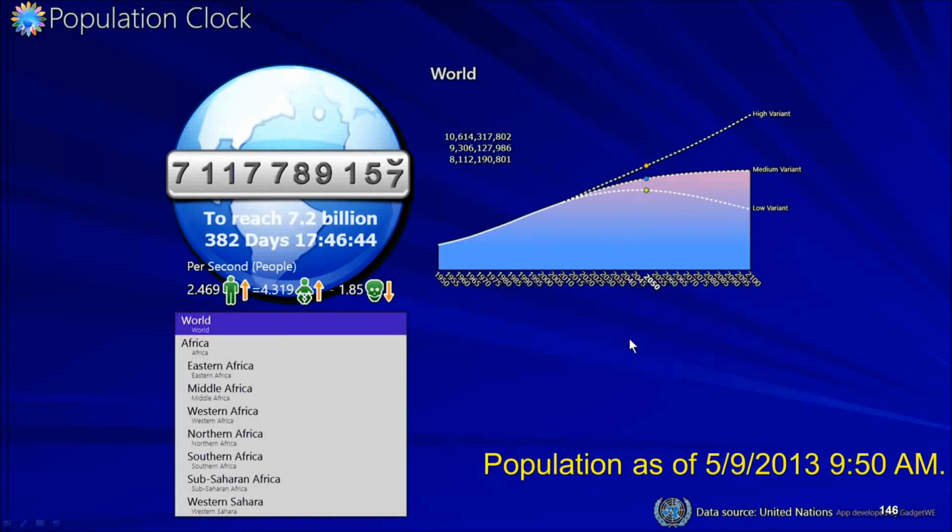So there's also thought that we're going to run out of essential minerals necessary for life. So if the population continues to grow at this rate, we may be in a place where we cannot sustain ourselves with our food supply.